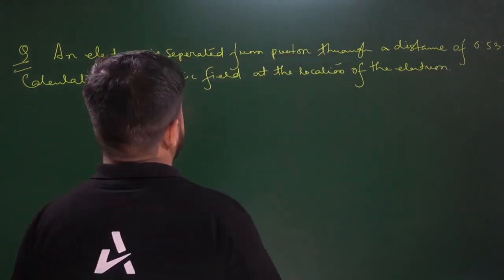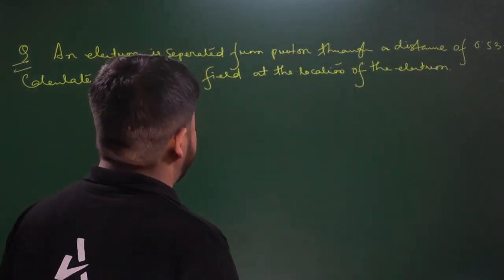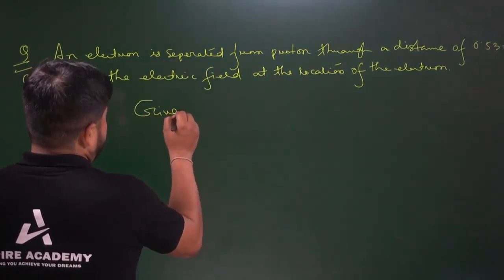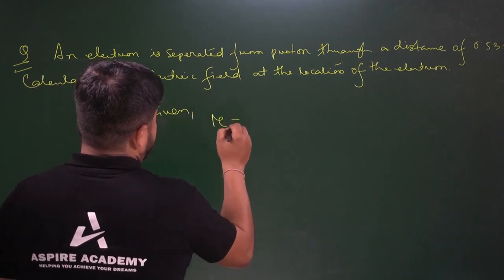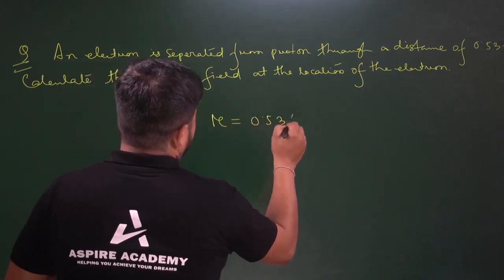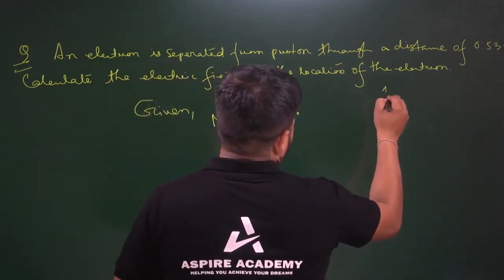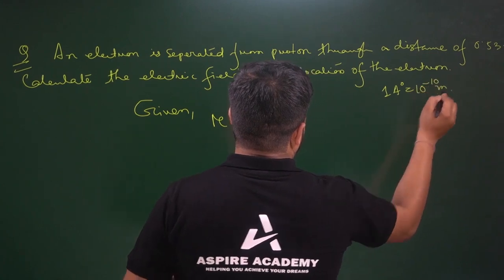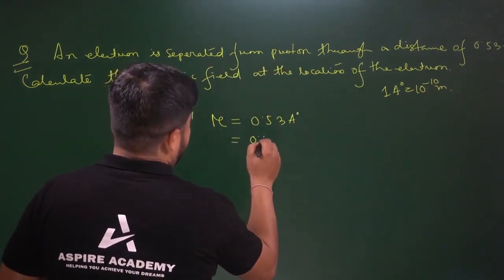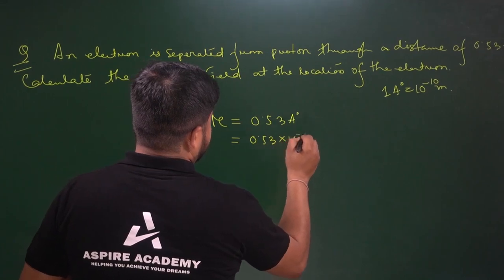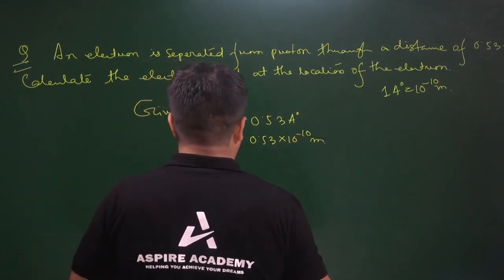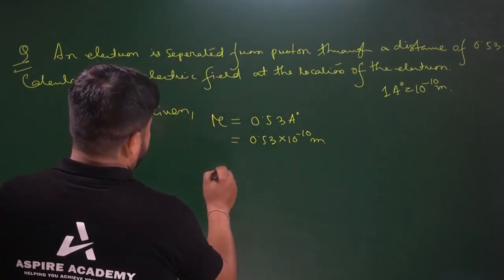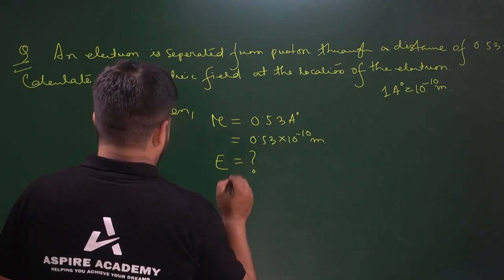So this is another question regarding an electron separated from a proton through a distance of 0.53 angstrom. Given distance, we can call it r, 0.53 angstrom. We know 1 angstrom means 10 to the power minus 10 meter. So we have to place 0.53 into 10 to the power minus 10 meter. All quantities must be in standard units. We have to calculate the electric field E at the location of the electron.